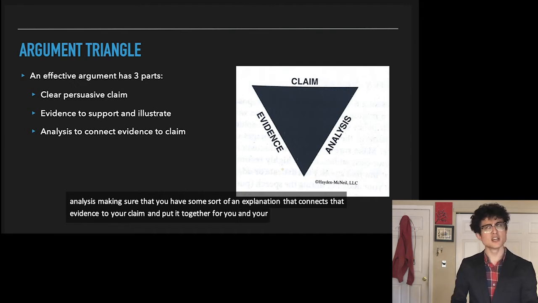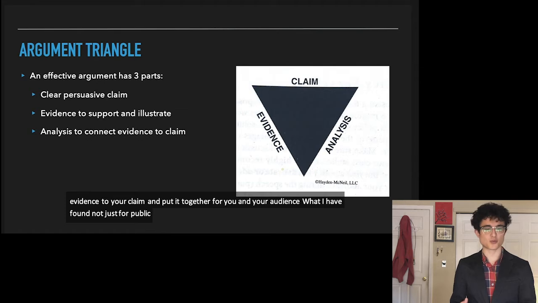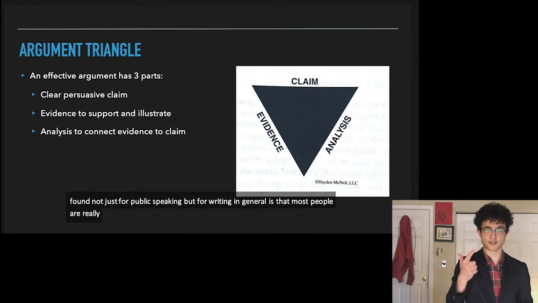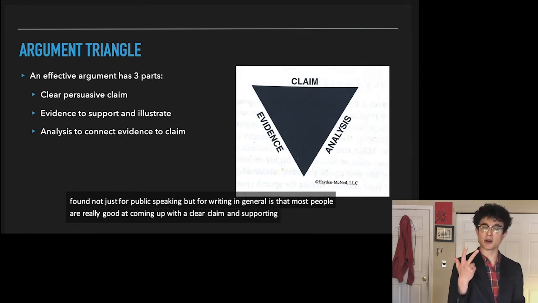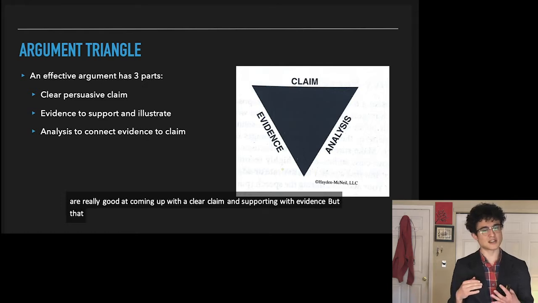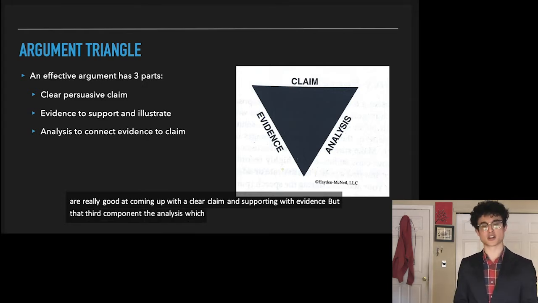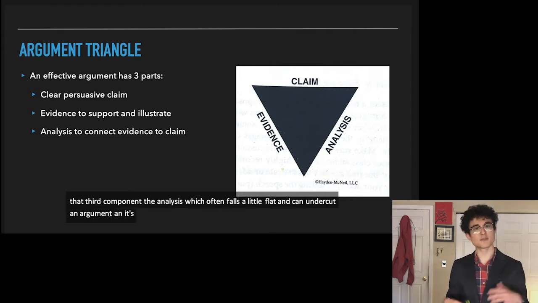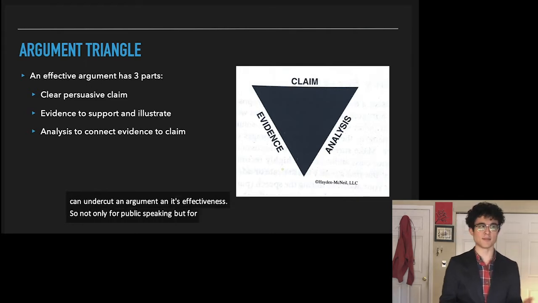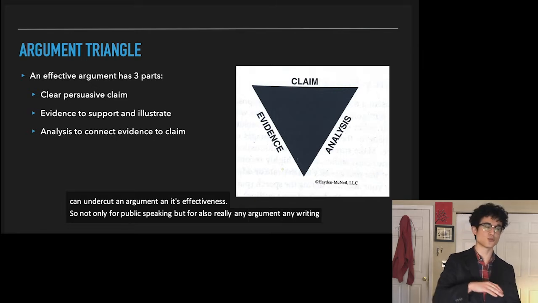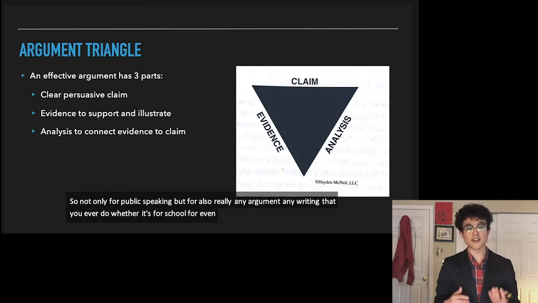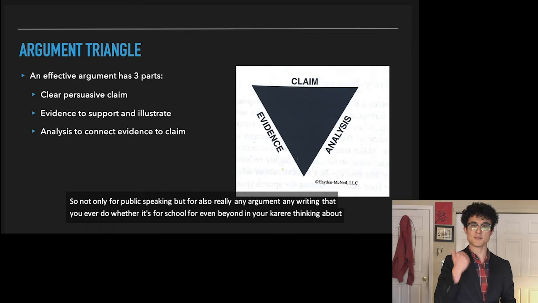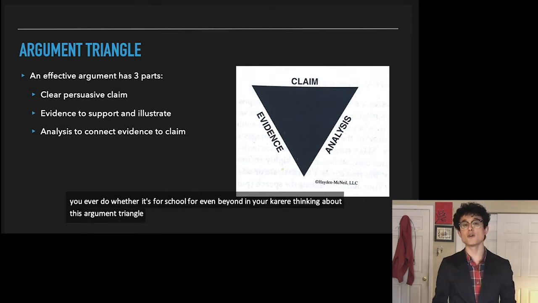What I have found, not just for public speaking, but for writing in general, is that most people are really good at coming up with a clear claim and supporting it with evidence, but it's that third component, the analysis, which often falls a little flat and can undercut an argument and its effectiveness. So not only for public speaking, but for any argument, any writing that you ever do, whether it's for school or even beyond in your career, thinking about this argument triangle, the claim, the evidence, and the analysis, will hopefully be really beneficial for all of you.